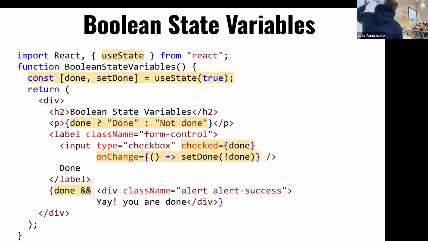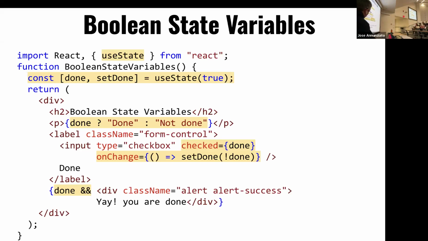So here's an example of a Boolean state variable, done, and then its mutator, set done. Done has an initial value of true. You can use done like you would any Boolean variable. Here we have it being used in a ternary expression, so this paragraph either renders done or not done based on whether done is true or false. You can treat it like any other Boolean expression or variable.